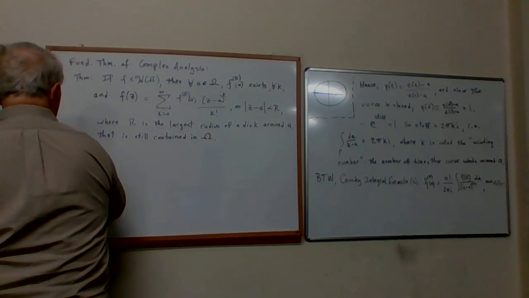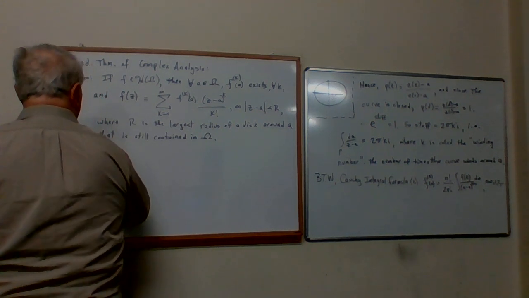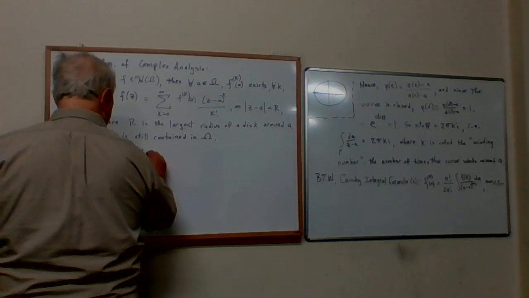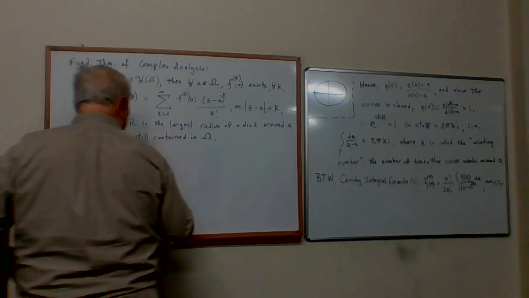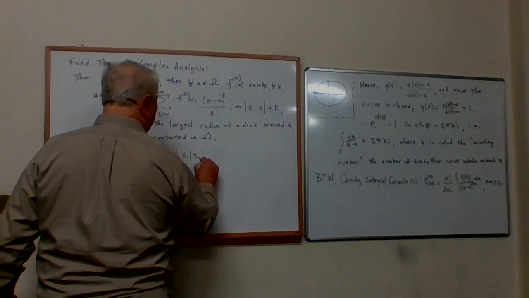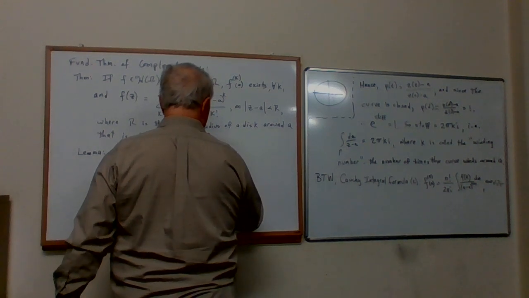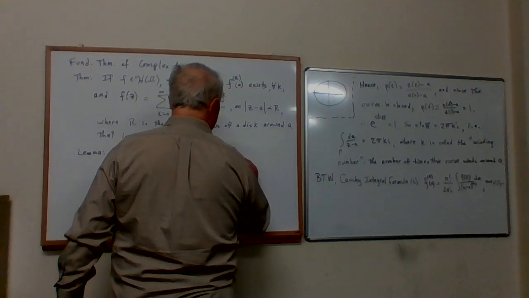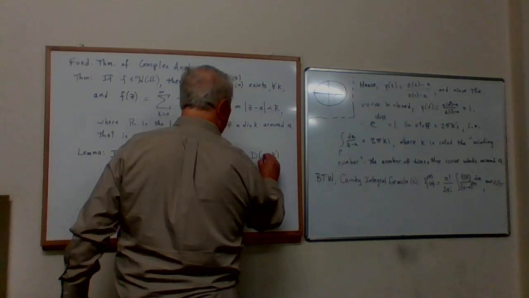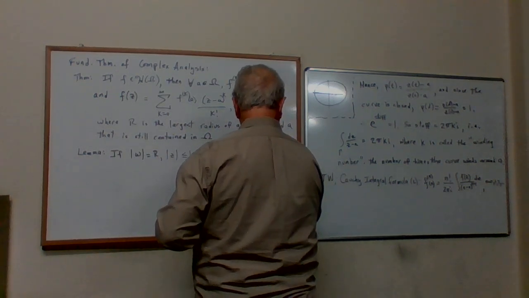So, a lemma. If the absolute value of little w is equal to r, the absolute value of z is less than or equal to the absolute value of some fixed value of z, z sub 0, where z sub 0 lives in the disk of radius r around a, I'm sorry, around 0. Let's do this at 0.